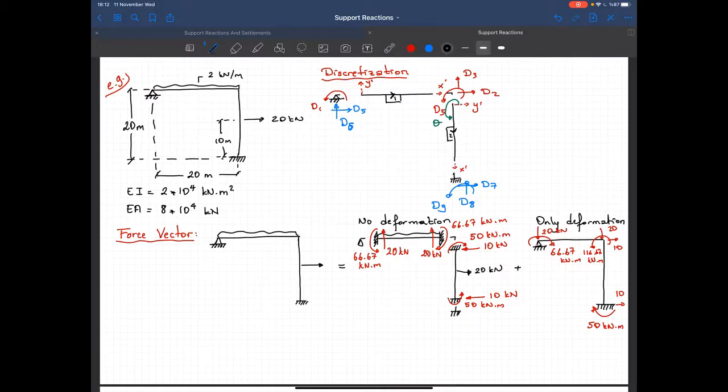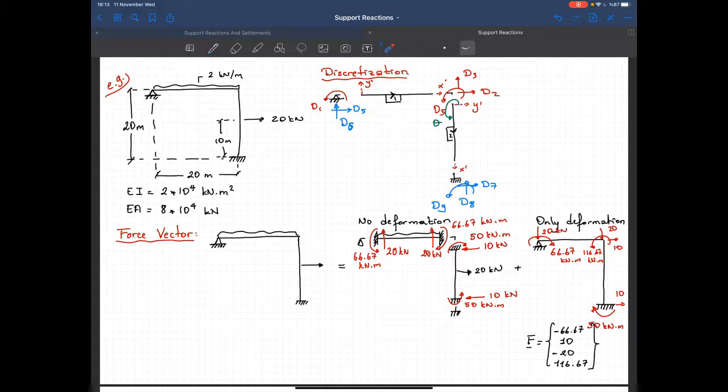Let's do that. So the force vector is equal to, this is the vector of unbalanced forces. I got the moment d1 there in the opposite direction, minus 66.67. d2 is equal to 10. d3 is equal to minus 20. And the force corresponding to d4 is 116.67. So that's the force vector.